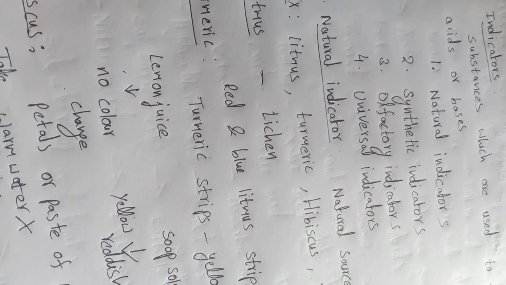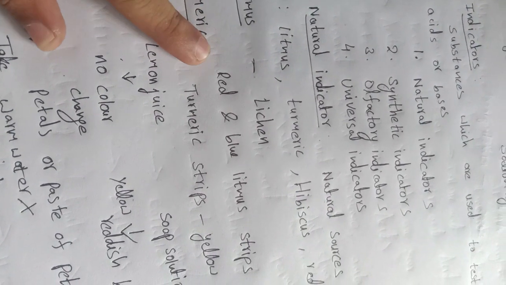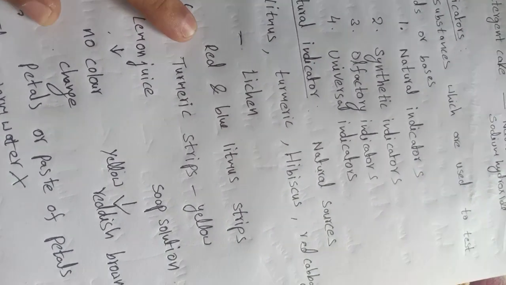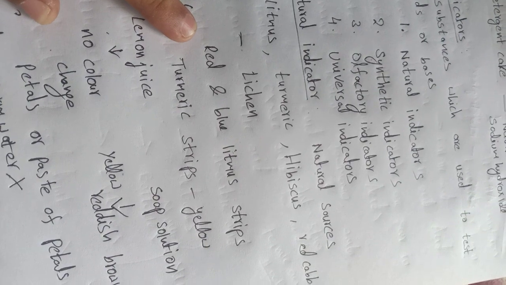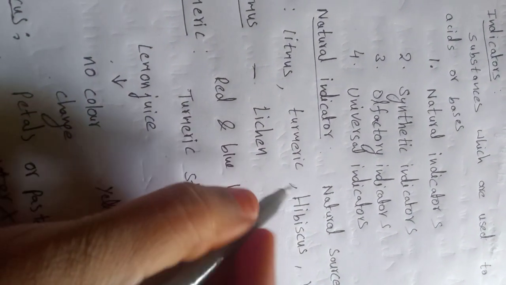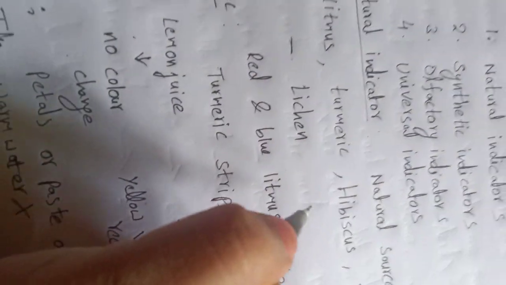See, litmus is obtained from the lichen plant. It is also available in paper strips, two colored paper strips. One is blue color and the other one is red. We can test the litmus with an acid and a base.